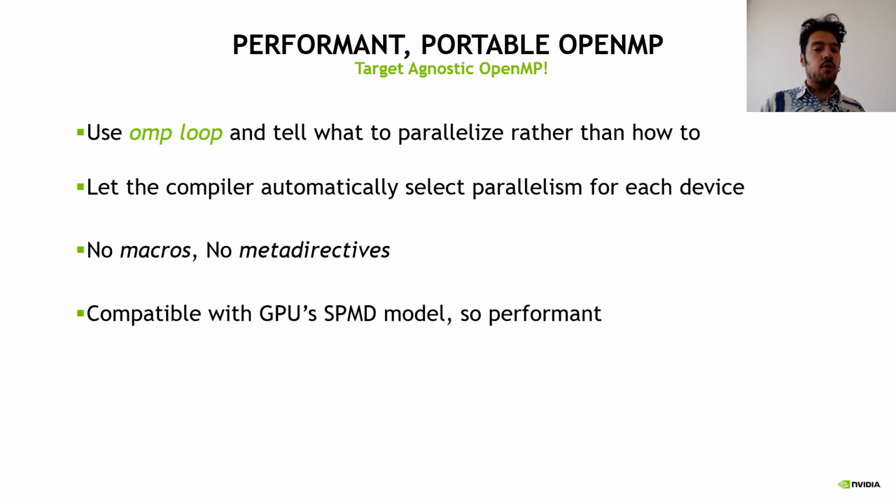And now let me conclude everything. We are proposing a performant and portable OpenMP. It is way easier than writing prescriptive OpenMP. You just need to use OMP loop and tell the compiler what to parallelize rather than how to parallelize. And the compiler will do the automatic parallelism mapping efficiently. So you won't need macros, you won't need metadirectives, and you will know that your code is always compatible with the GPU's SPMD execution model. Thank you for listening.